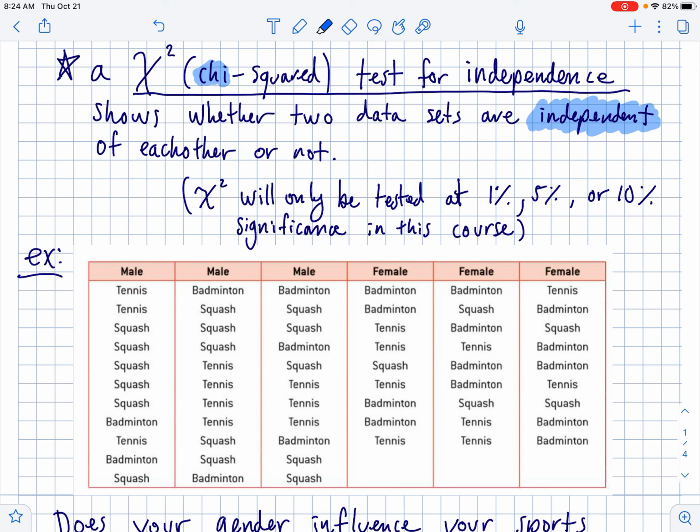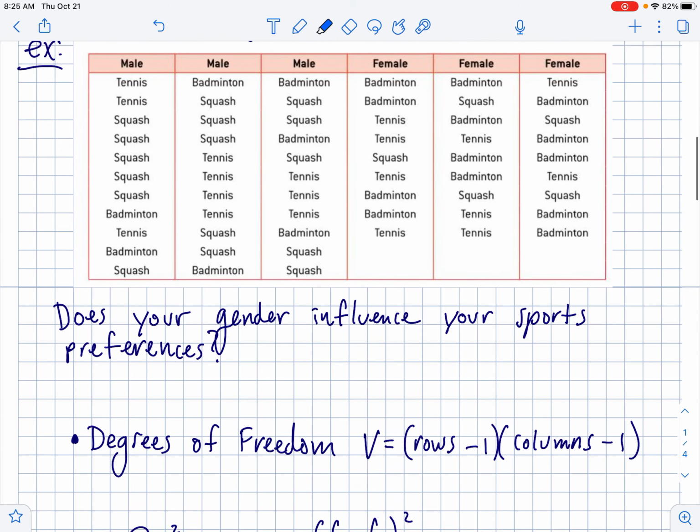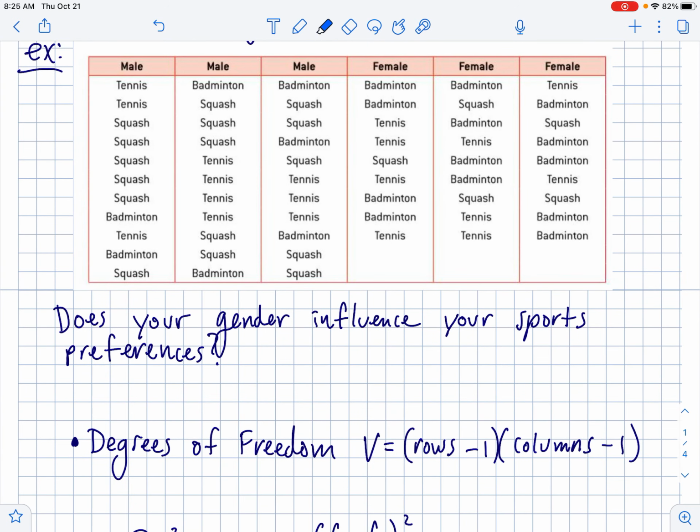Now, a chi-squared test of independence. Once again, it's pronounced chi. It shows whether two data sets are independent of each other. So this is a test of independence. It tests whether two parameters are independent or not. In this course, chi-squared will only be tested at 1%, 5%, or 10% significance levels. I'll get more into significance levels as we go. There's a lot of groundwork before you actually get into a chi-squared problem.